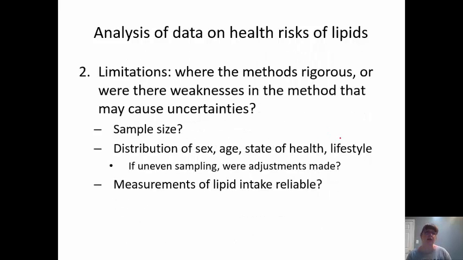The second thing we want to look at are limitations. And this is going to be: were the methods rigorous, or were there weaknesses in the method that may cause uncertainties? All right, so Miss Julie has lots of typos in this slideshow. I do apologize. All right, so were the methods rigorous, or were there weaknesses in the methodology that could cause uncertainties?